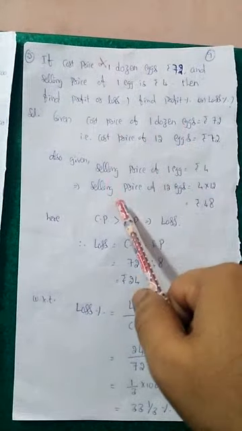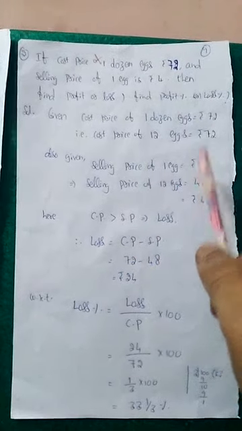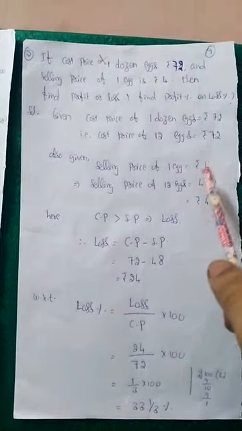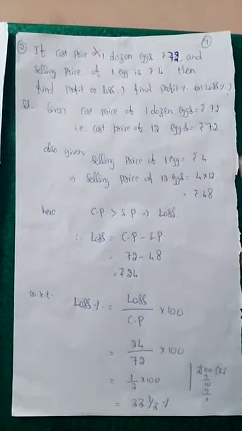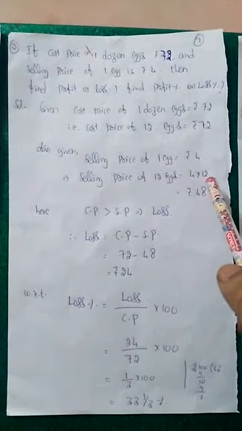Now find the selling price for 12 eggs. 1 egg is 4 rupees. 2 eggs is 4 into 2, that means 8 rupees. 3 eggs means 4 into 3, 12 rupees, and so on. Like that, the selling price of 12 eggs means 4 into the number of eggs.